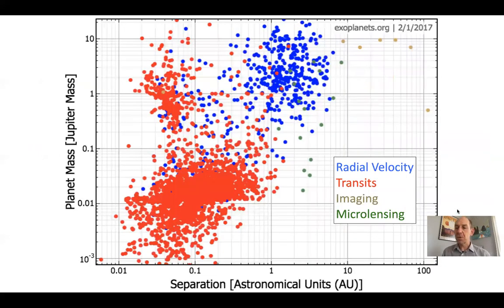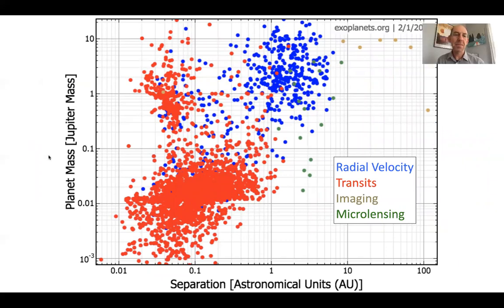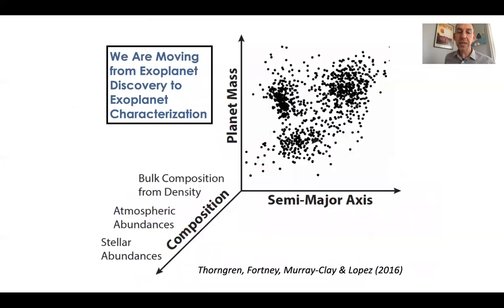So this is a plot, of course, you've seen before, plots like it that show the planet mass as a function of orbital separation. We, of course, now know that the hot Jupiters are complemented by cooler giant planets, by super Earths and mini Neptunes. One of the things we can start to do is compare planet mass and semi-major axis with composition, right?